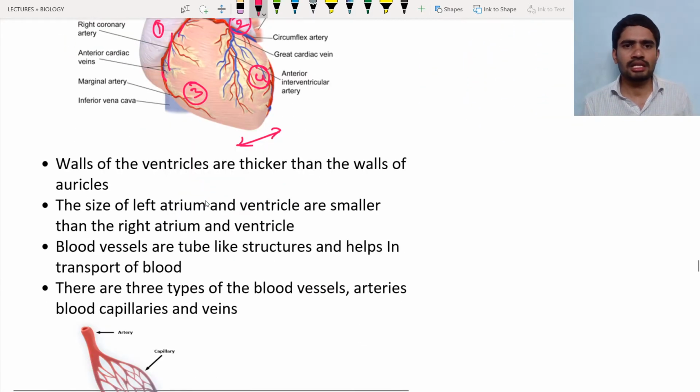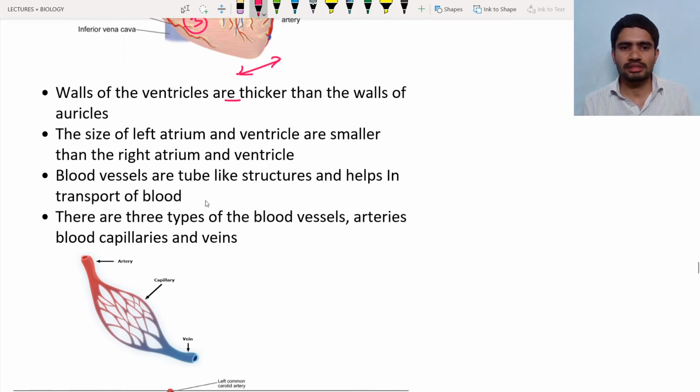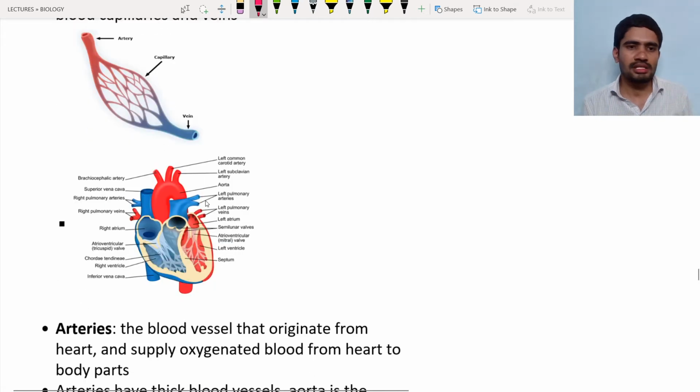Next, the walls of the auricles are thinner than the walls of the ventricles. What is meant by walls? Above these chambers you can see a wall. If you compare the thickness of the walls of the auricles and the walls of the ventricles, you can notice that the walls of the auricles are thinner and the walls of the ventricles are thicker. This is the major difference that you can see.